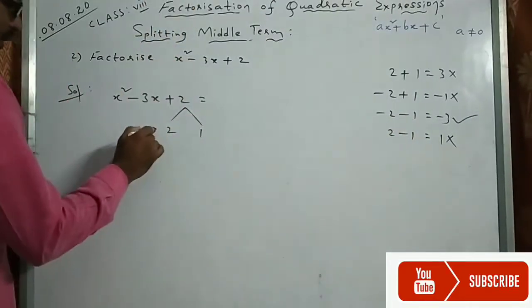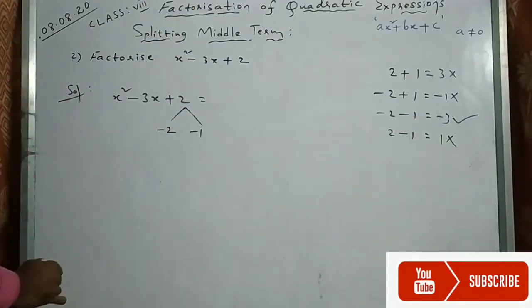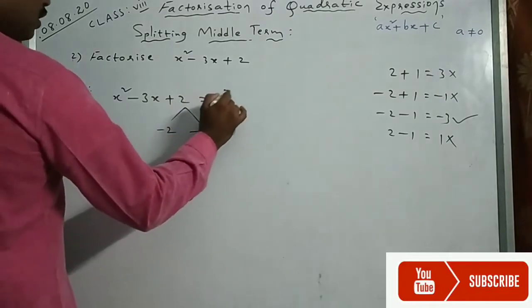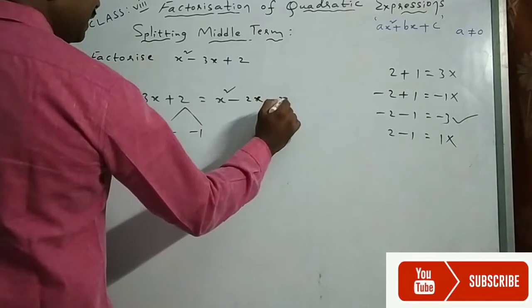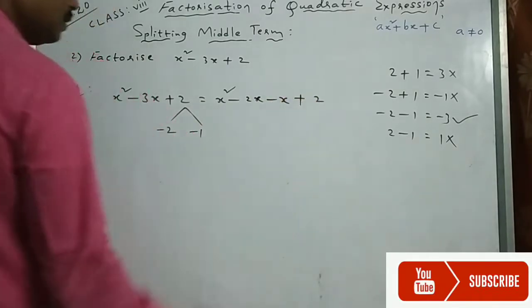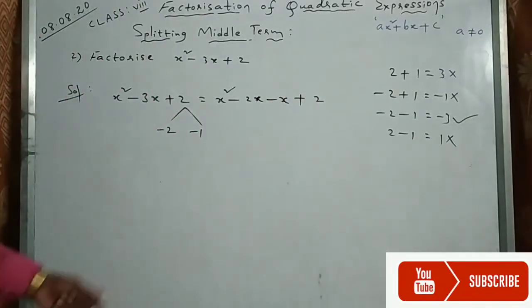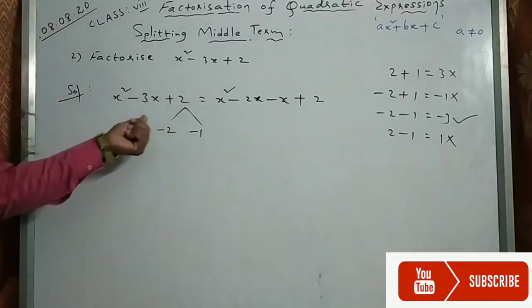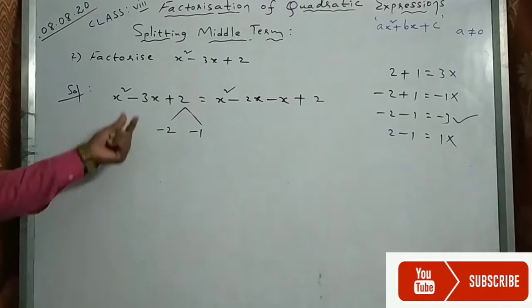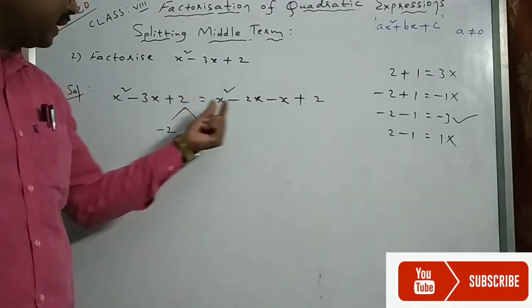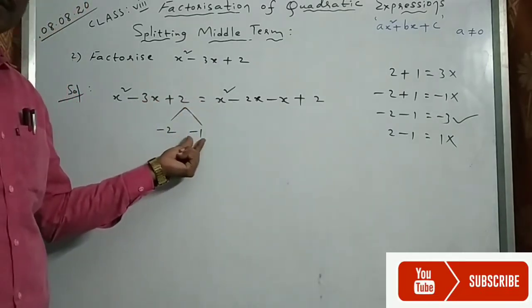Minus 2 minus 1. So here minus and here also minus. Okay. So how do we write that minus 3x? Minus 2x and minus 1x plus 2. Did you understand? How did I write minus 3 here? Minus 2 minus 1. Got it? Minus 3 can be written as minus 2 minus 1.